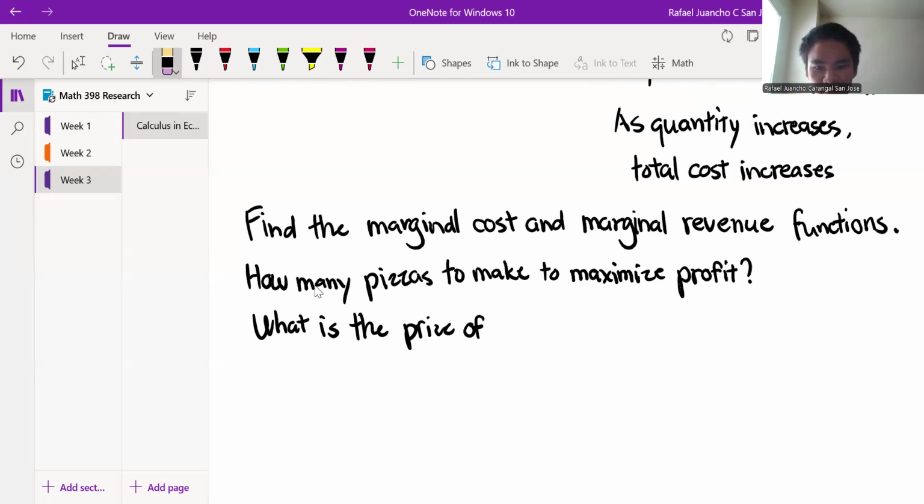I'm gonna word it a little bit differently. Of each pizza sold.